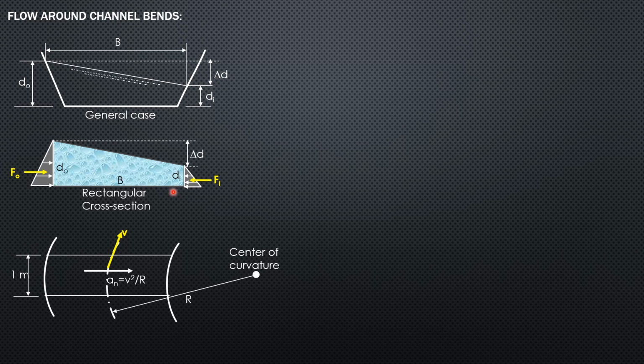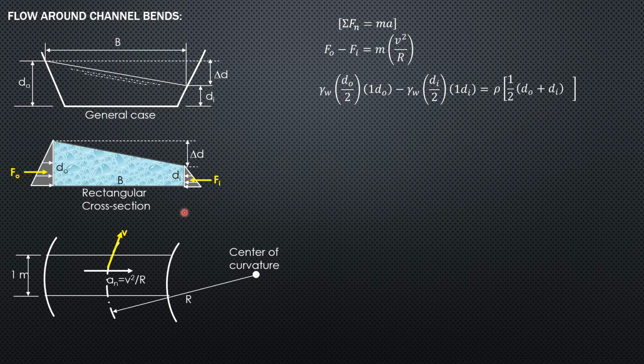We consider 1 meter width for the rectangular section, so the volume of this mass of water is simply the area of the trapezoid times 1 meter. So the summation of forces normal equals mass times normal acceleration: F outer minus F inner equals mass times normal acceleration, which is V squared over r. F outer for a rectangular section is gamma of water times h-bar, or D_O over 2 because the section is rectangular, times area, which is 1 meter width times depth D_O. Then the hydrostatic force on the inner bank is gamma of water times h-bar, which is half of the inner depth, times area 1 meter by D_i, equals mass, which is density times volume, and volume is the area of the trapezoid, 1/2 of (D_O plus D_i) times capital B, times 1 meter perpendicular to the board, then times normal acceleration V squared over r.